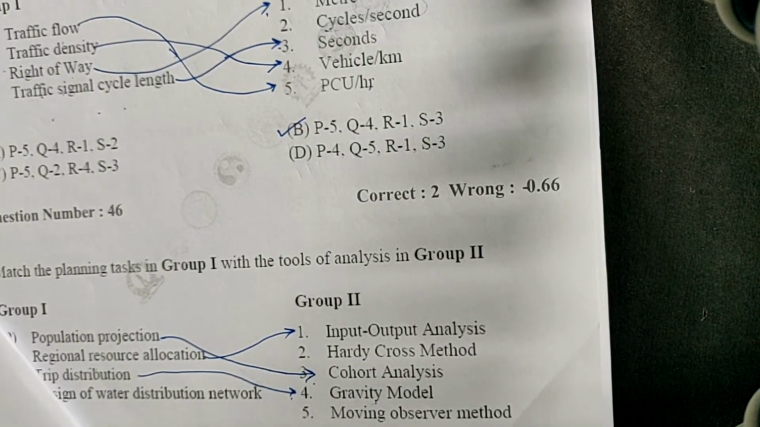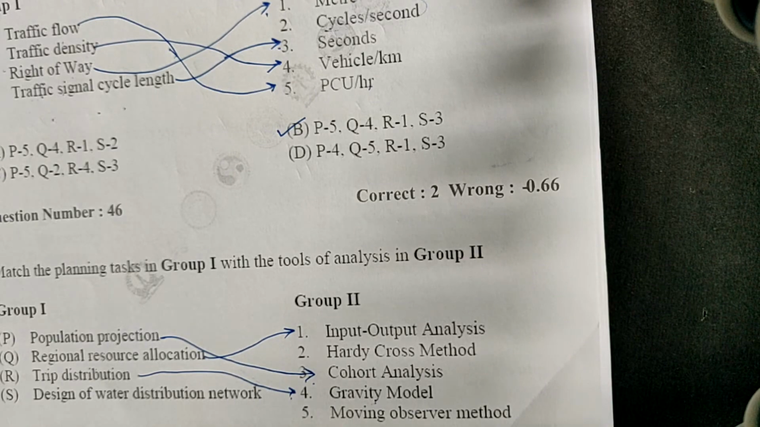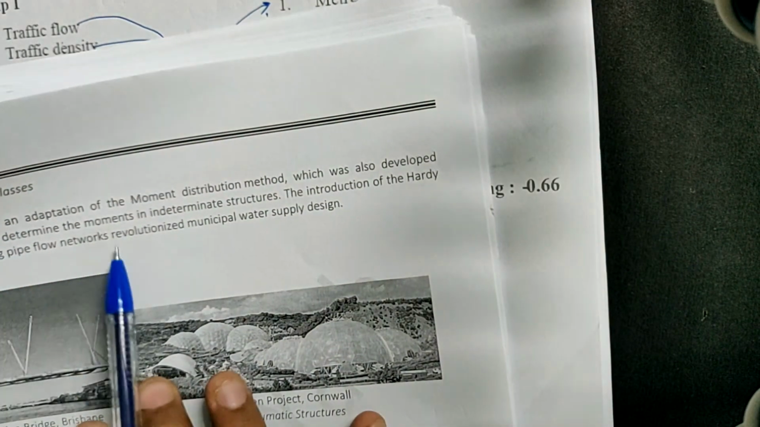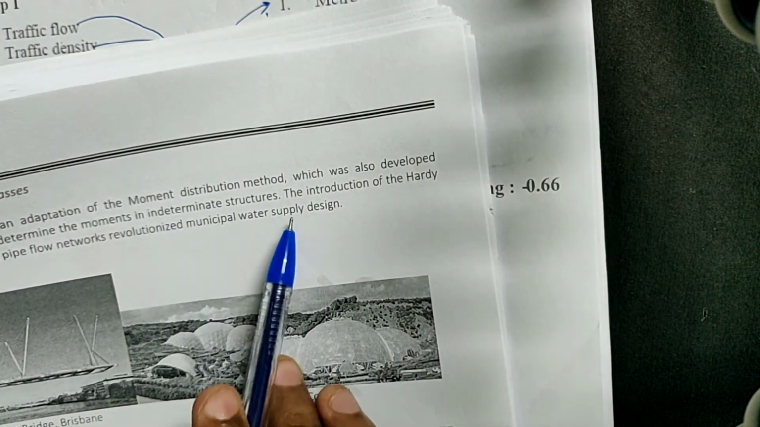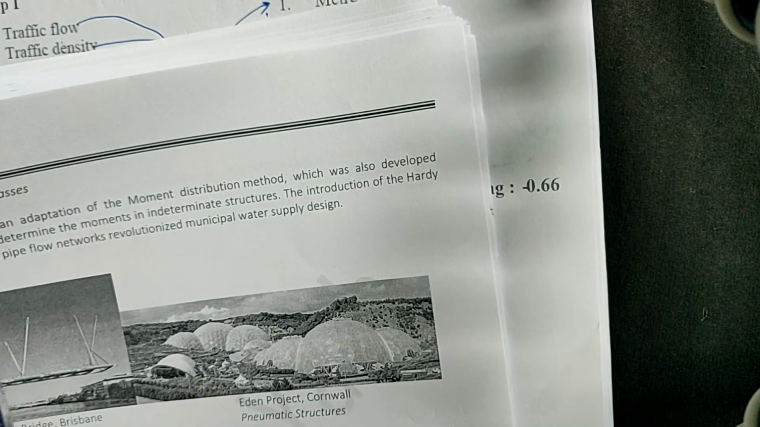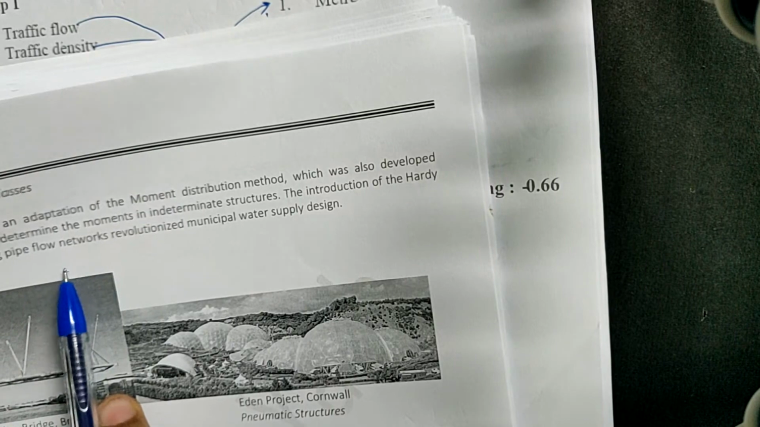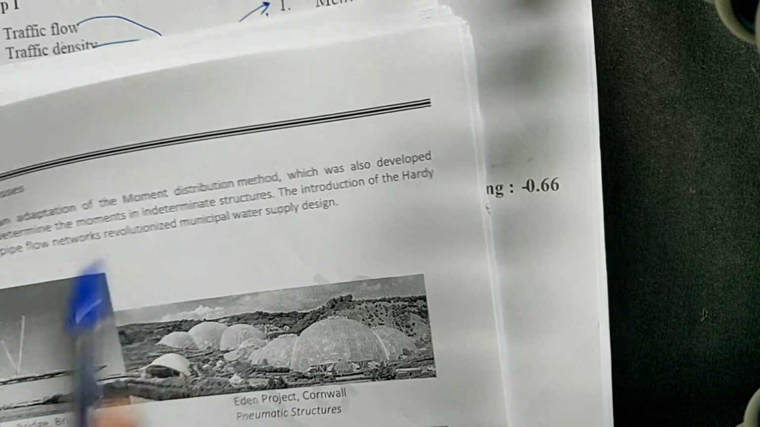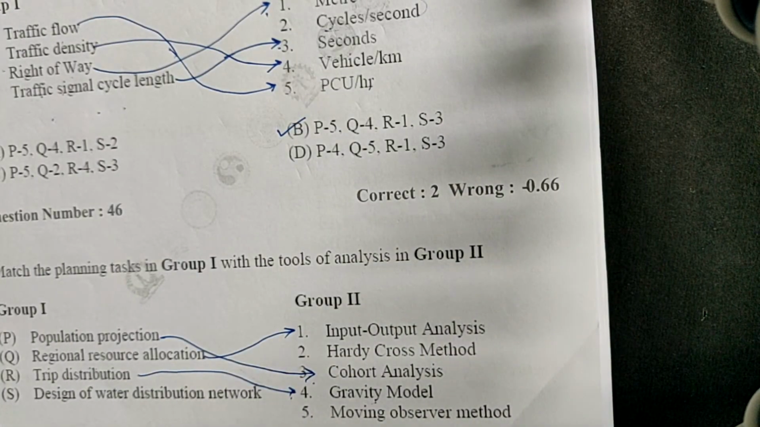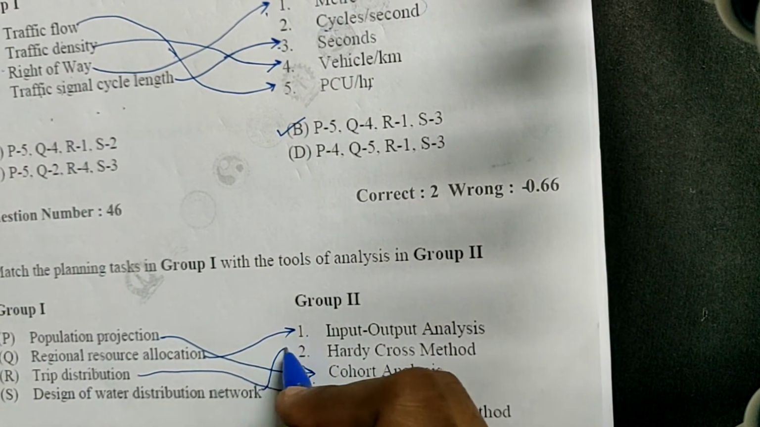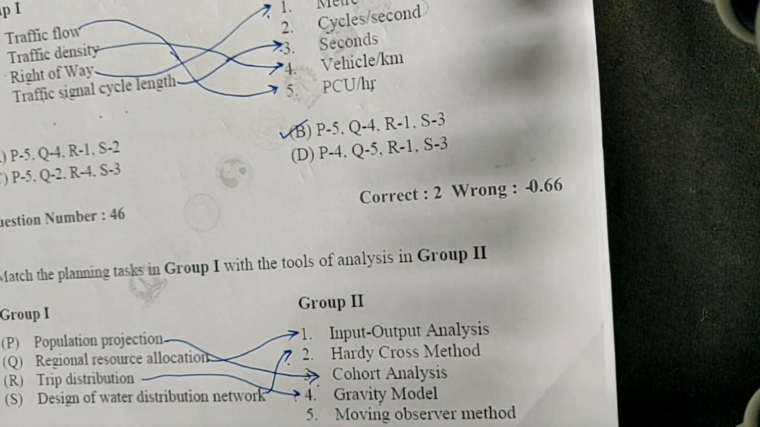And the last is your Hardy-Cross method. The Hardy-Cross method is an adaptation of the moment distribution method which was developed by Hardy Cross. The Hardy-Cross method was introduced for analyzing pipe flow networks. If it's pipe flow networks, it is related to water supply. So Hardy-Cross goes to your design of water distribution network.